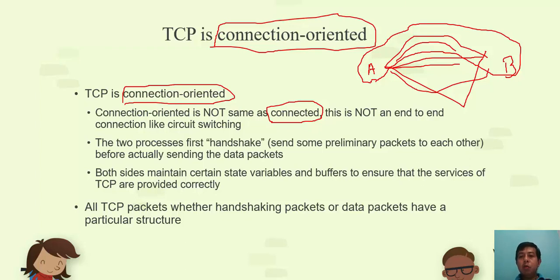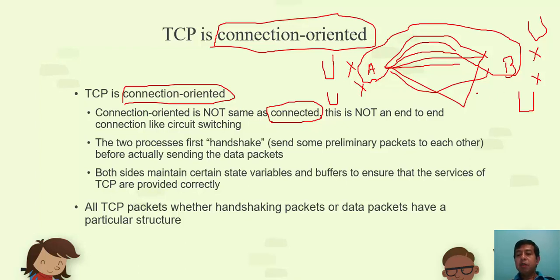That means when A and B are communicating over TCP, A will initialize and use certain variables at its side, B will also initialize and use certain variables at its side. A will also initialize and use certain buffers, and same with B, it will also initialize and use certain buffers at its side. Now you may be wondering what's the use of these variables and buffers. We'll see when we discuss these things in detail.